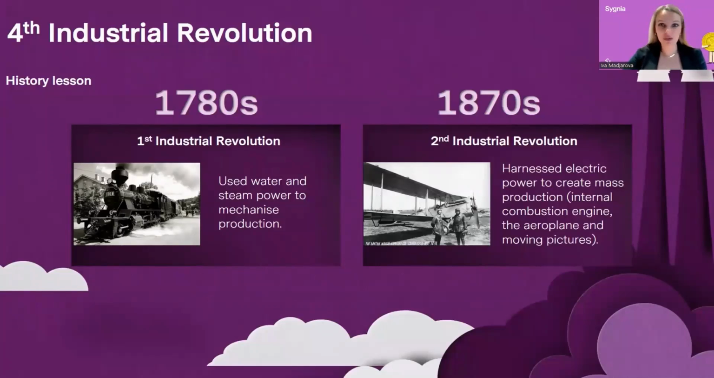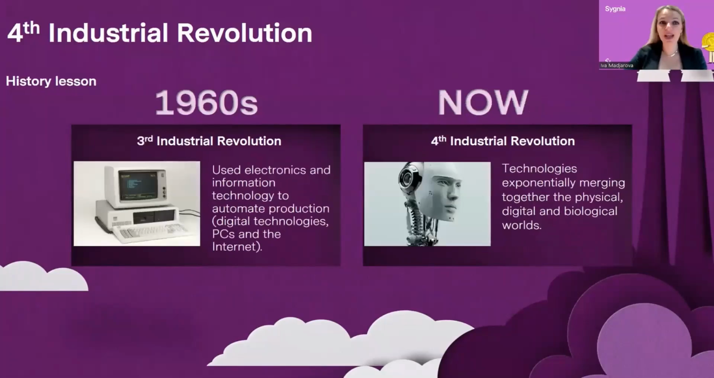About 100 years later, we saw the Second Industrial Revolution take place, and that was all about the harnessing of electric power to create mass production. We saw the creation of the internal combustion engine, the aeroplane, as well as moving pictures. Then in the 1960s, it's when the Third Industrial Revolution took place.